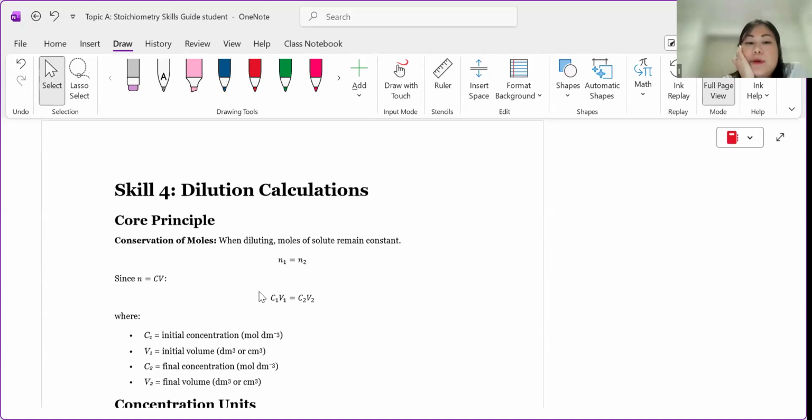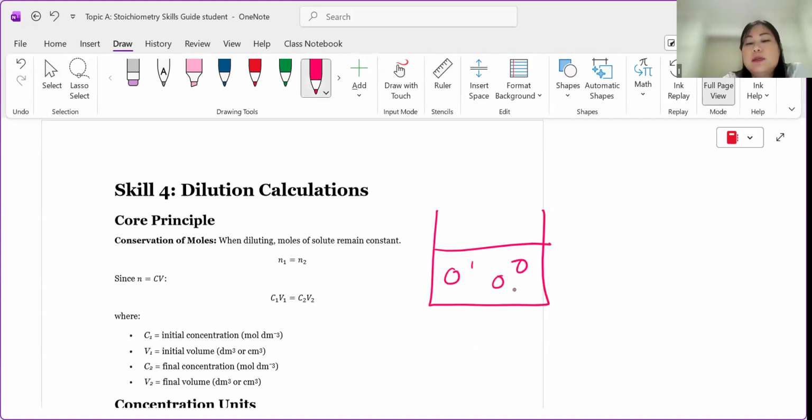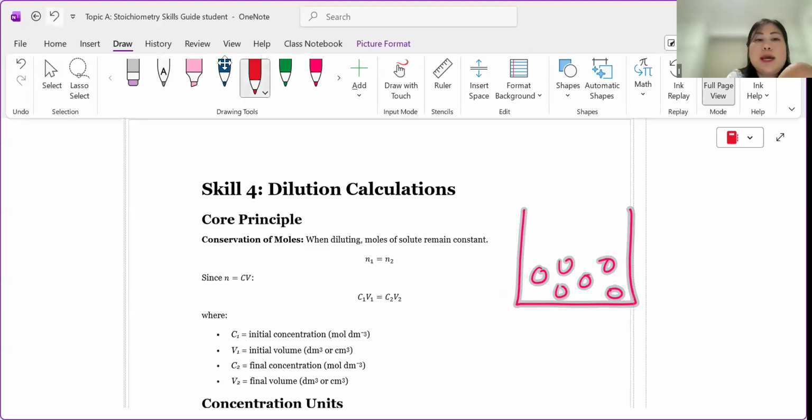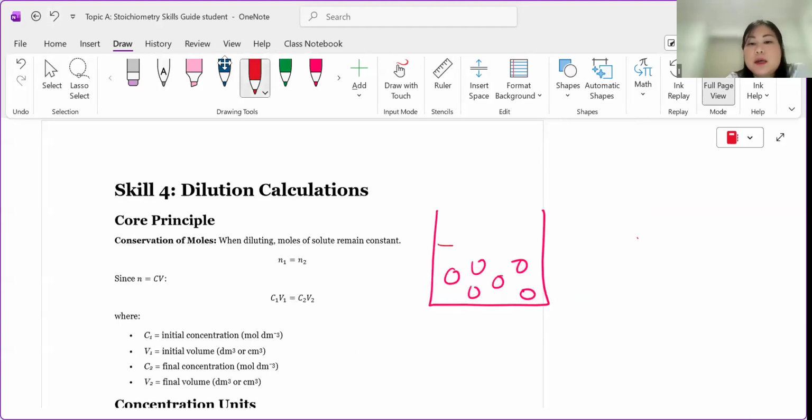So remember, when we dilute something, the number of moles does not change. Let's say this was the number of moles of chemical, let's say the number of moles of acid. The number of moles of acid is so much. You added in more water, so the number of moles, or the number of circles in my diagram, did not change.